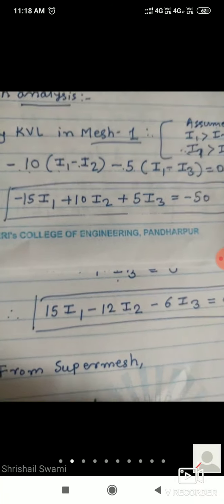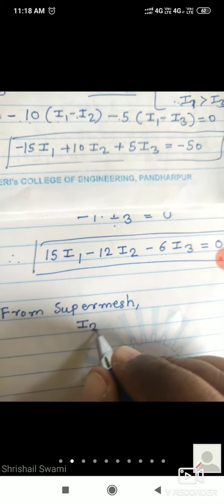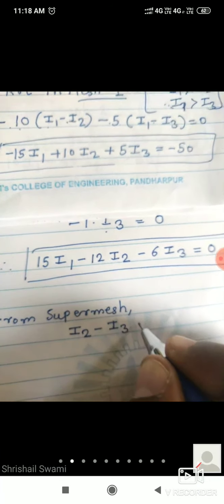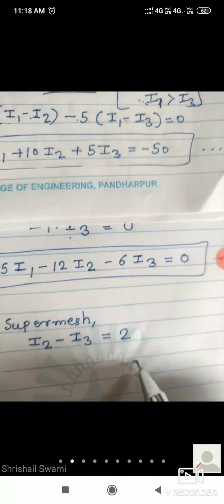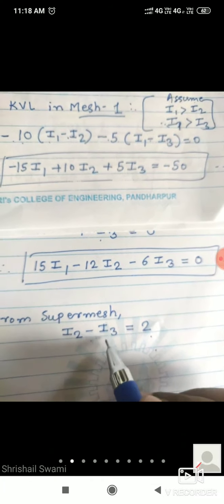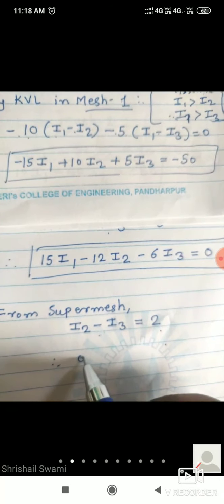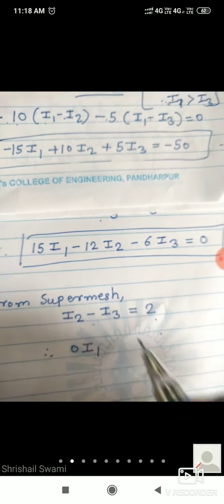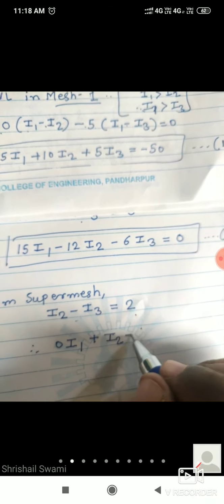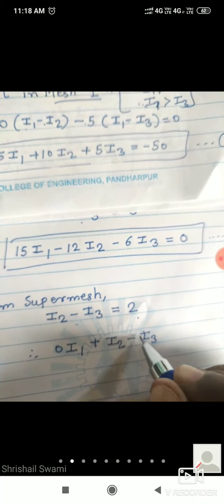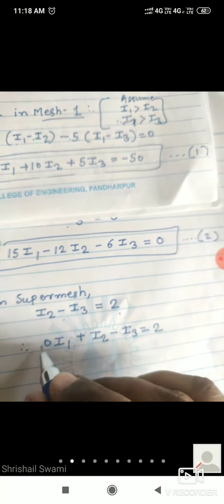So from the super mesh, I will write I2 minus I3 is equal to 2 ampere, because that value is fixed. That value is nothing but 2 ampere. If there is 5 ampere, here it will be 5. Okay. Now which one is missing here? I1. So simply write 0 into I1, then plus I2, which means 1 is there, then minus 1 into I3, which means 1 is there, is equal to 2. So this is your third equation.